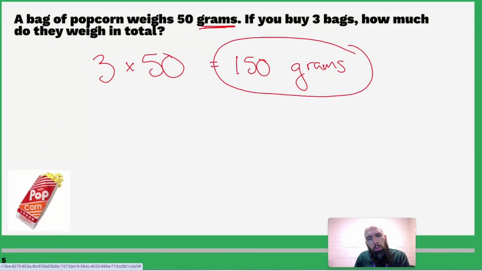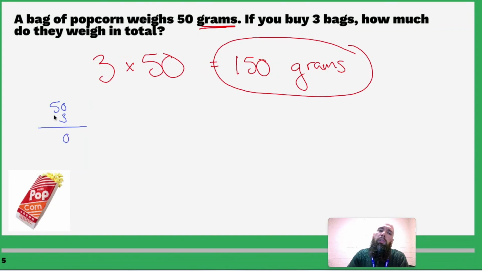And if the numbers are too big and you need to go off to the side and be like, oh, I don't know what this is, and do 50 times 3, there's nothing wrong with that. 3 times 0 is 0. 3 times 5 is 15. So yes, 150, we did it right. Nothing carries over, nothing to lose sleep about. If you need to go off to the side and do regular old-fashioned math, that's perfectly fine.